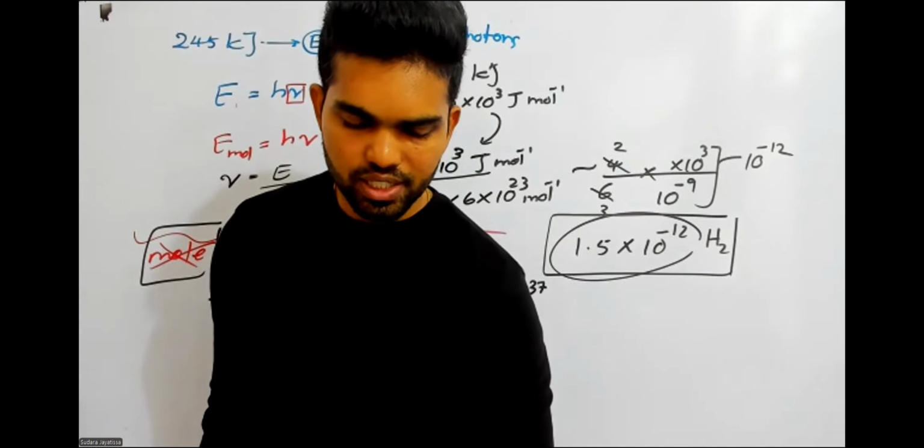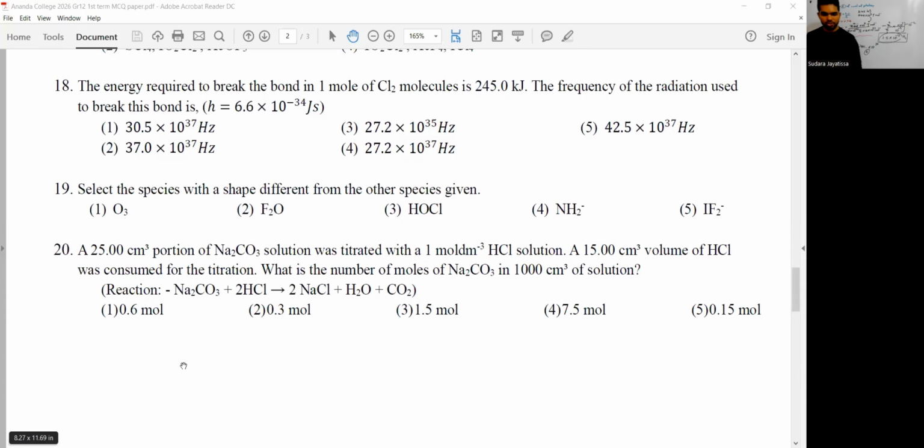Okay, now let's go to question number 90. It's asking you to select the species with a shape different from the other species. The one that has a shape different from the other species.